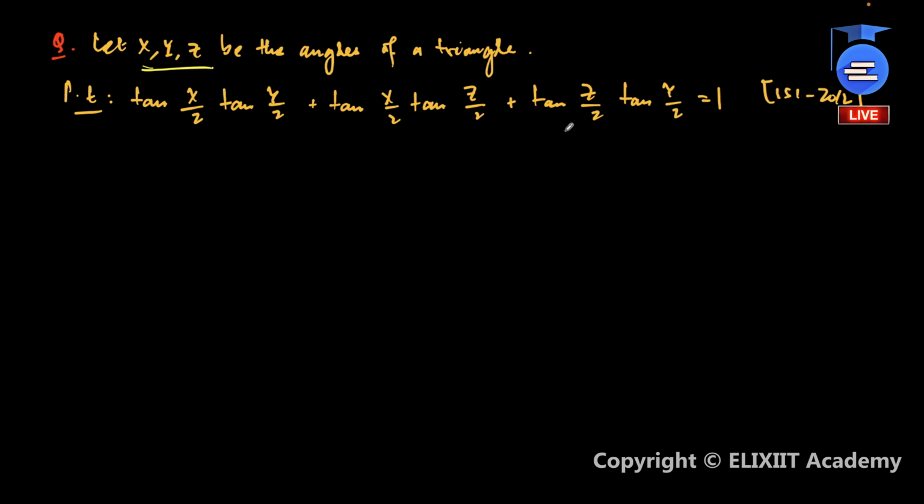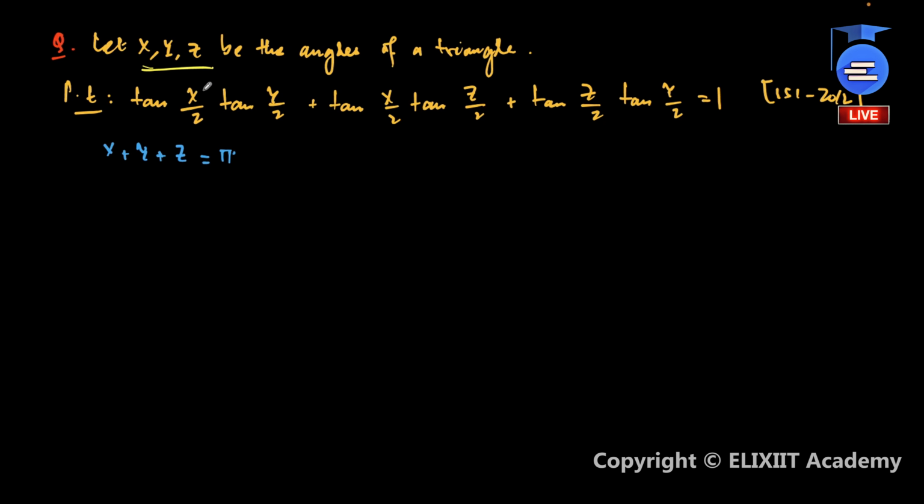Now, clearly, when X, Y, Z are the angles of a triangle, one thing should definitely strike, that is X plus Y plus Z is equal to pi. The sum of the angles is equal to 180 degrees, which is equal to pi. So we are going to simply use this: X plus Y plus Z is equal to pi.